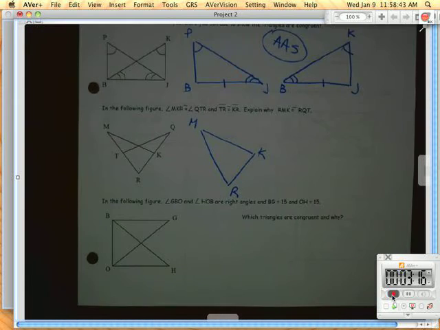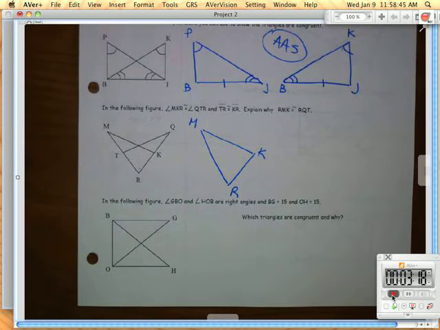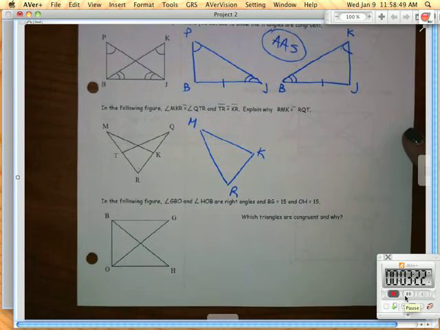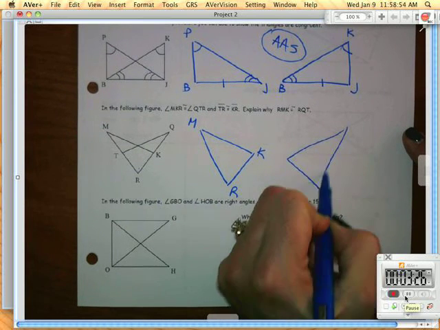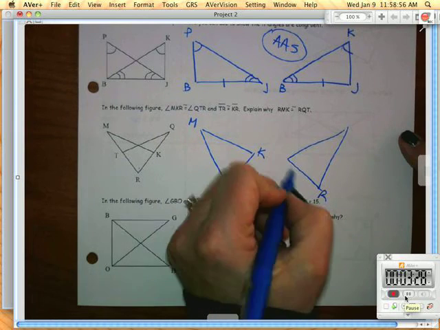Hold on a minute. That's much better. I don't know why it got dark all of a sudden, but it did. And then I'm going to draw the second triangle and label it R, T, Q.